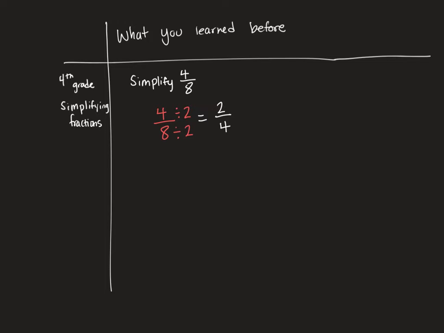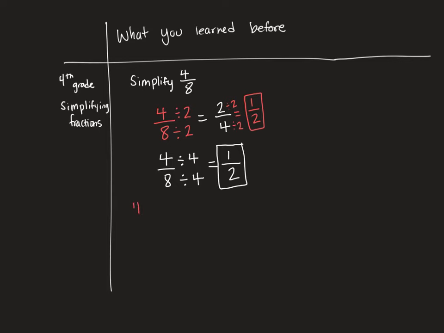Yeah, one of you guys just said in the chat, 4/8 can be divided by 4. 4 divided by 4 is 1. 8 divided by 4 is 2. This is the simplest fraction, 1/2. Now, 2/4 can be reduced. We can divide both of those by 2 again to get us 1/2. So the simplified form of 4/8 is 1/2.